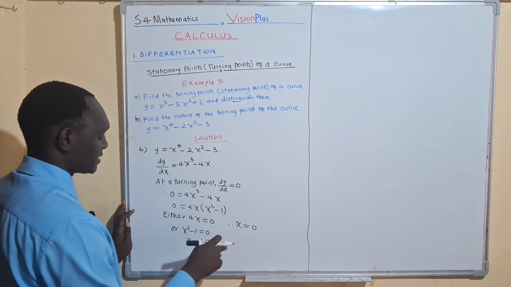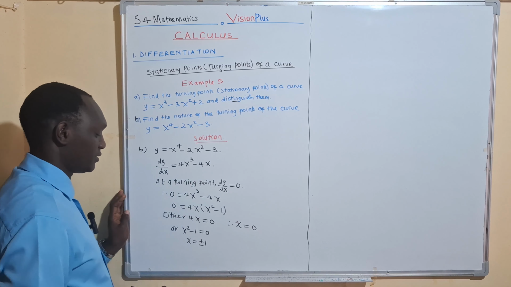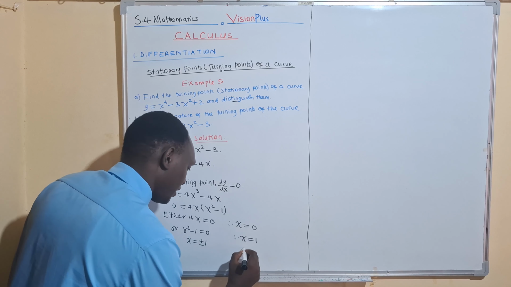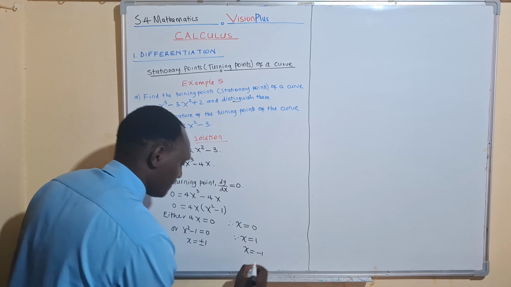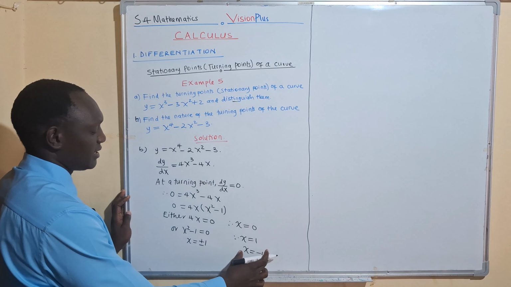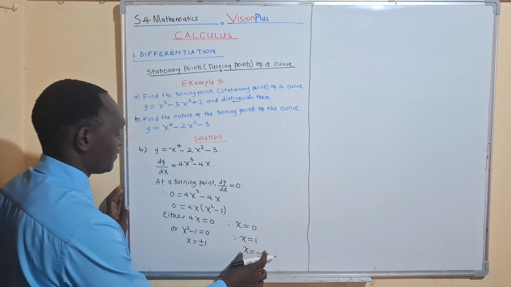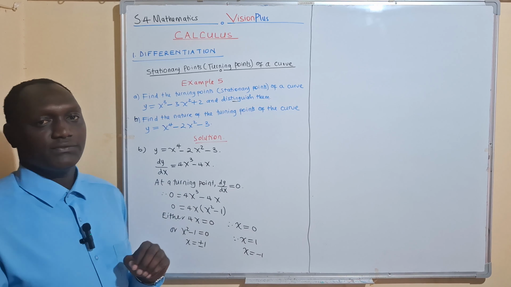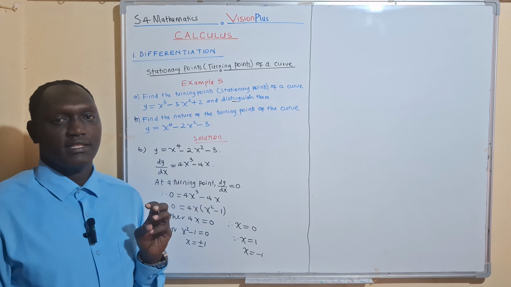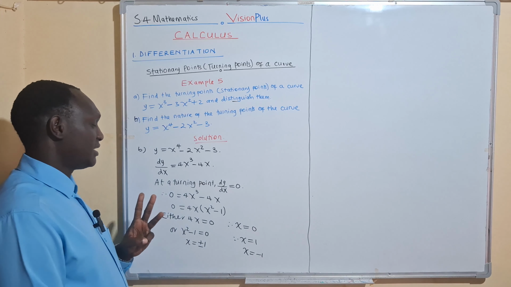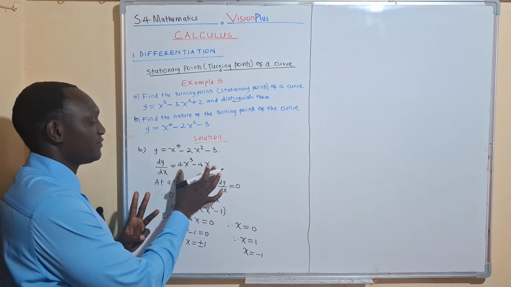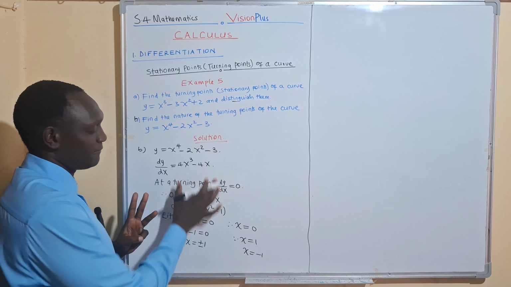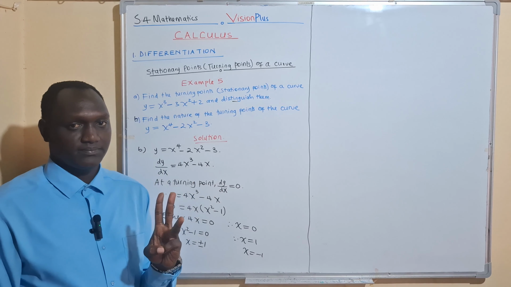We take x squared there and then we take a square root. So therefore x is 1 and also x is negative 1. There are 3 values of x. Why are there 3 values of x? Because the highest power was 3. If the highest power is 3, we have 3 values of x. That is the highest power in the gradient function of the curve.